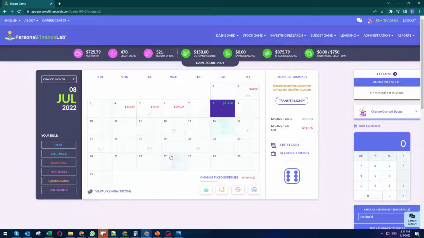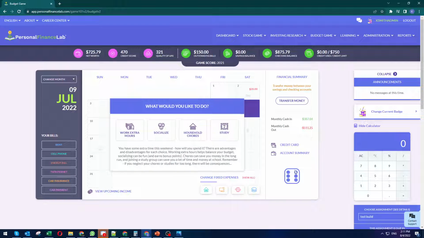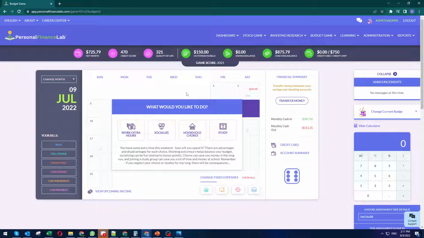And again, at the end of my roll, this one actually hit the weekend first. Every weekend in the game, the students also have an option of what they can do for the weekend. They can work extra hours. Like I mentioned, this will launch a little mini game that the students will have the opportunity to play in order to earn some extra cash. They can socialize. They can just spend time with their friends. Most of the time when they spend time with their friends, it's going to cost them money, but it's a really good way to build up their quality of life points.